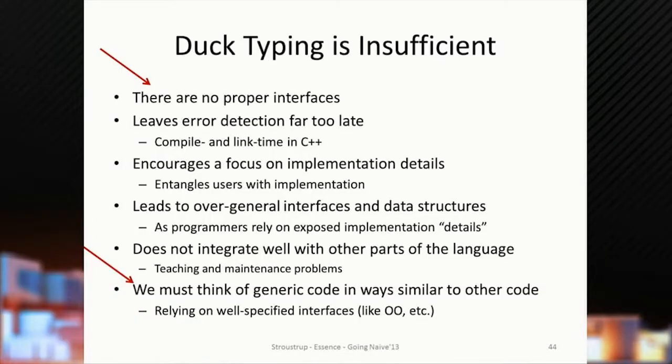Back to the problem of specifying interfaces. I think duck typing is insufficient. It gives all of those bad error messages in addition to whatever good it does. It leaves error detection too late, and it gives compiler writers too hard a job because there are no proper interfaces. There's no way that says this is what this algorithm requires of its argument. It is not stated somewhere. There's nowhere to say it in C++11.